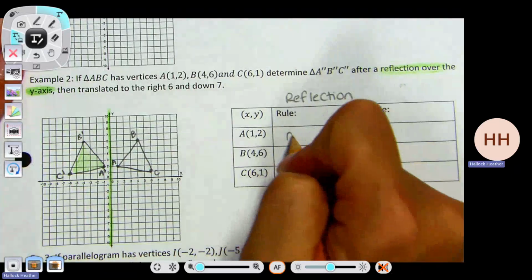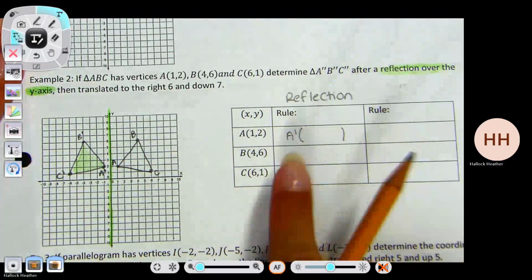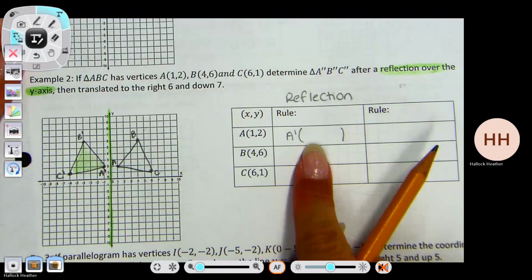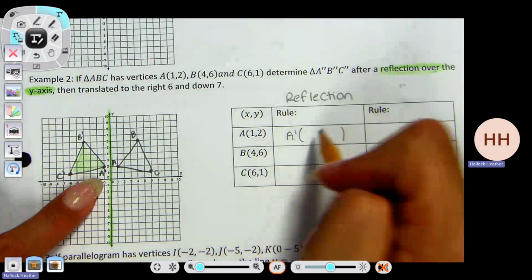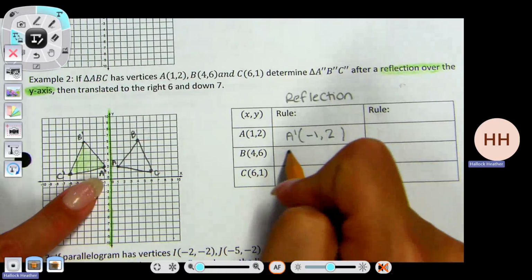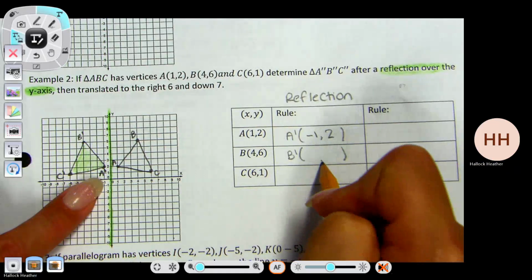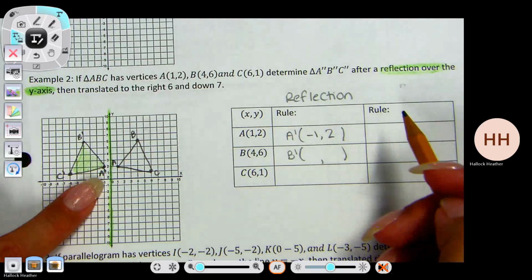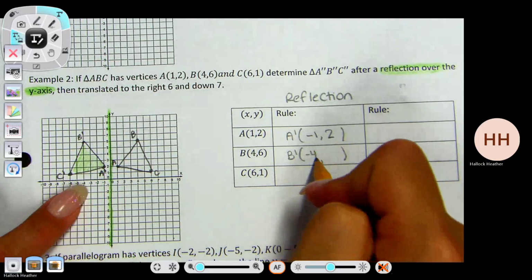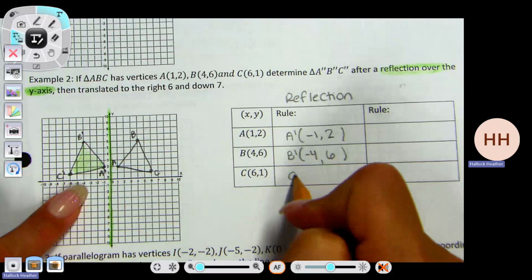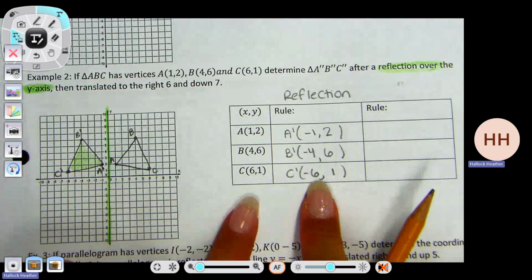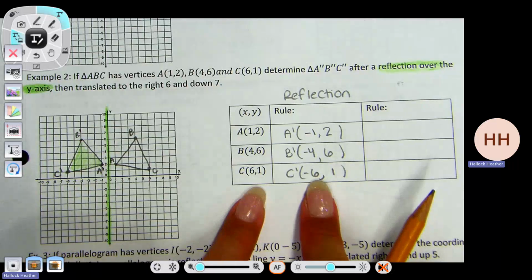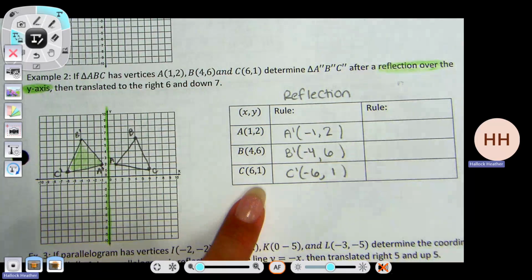where did A prime end up? -1, 2. Where did B prime end up? Good. And then C prime? Good. If you compare the original points to the new points, what happened? The X became negative.